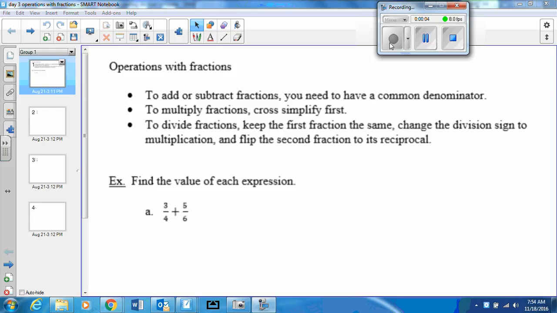This video will help you solve problems involving operations with fractions. Remember, to add or subtract fractions, you have to have a common denominator first. To multiply fractions, you can cross-simplify or cross-cancel first and then multiply straight across. To divide fractions, keep the first fraction the same, change the division sign to multiplication, and flip the second fraction to its reciprocal. Then you go back to the rules for multiplying.